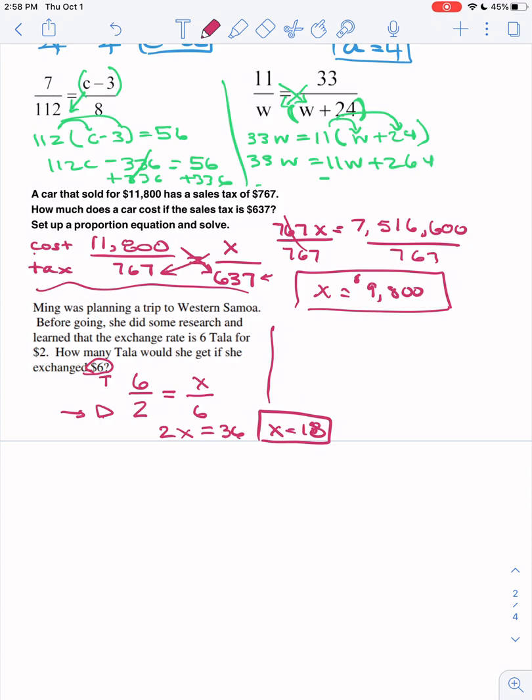Again, you don't have to do it like that. If you want to put both the dollars on the same side, so she spent $2 and she got 6 tala. And then if she had $6, how many of the tala would she get? Cross multiply, you get 36 equals 2x, x equals 18. So as long as you're consistent, you want them both on the bottom, both on the top, or both beside each other. You just don't want them across from each other.